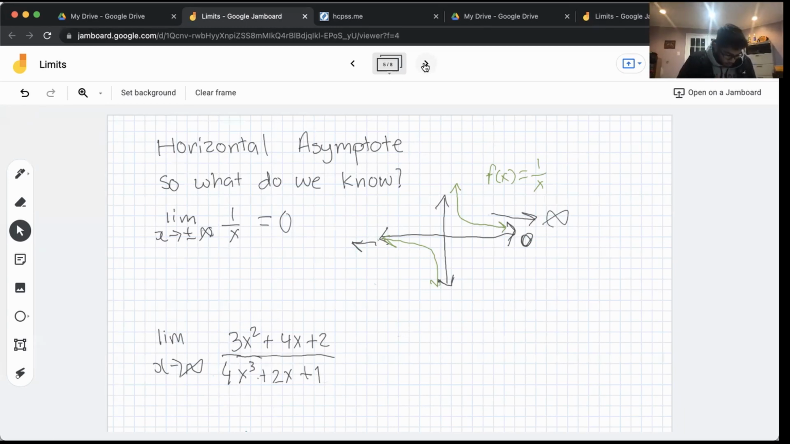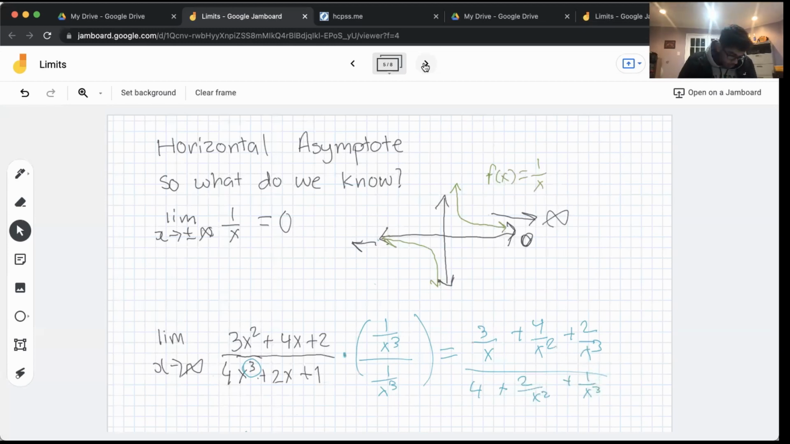So for this one, limit as x approaches infinity over this function, I'm going to find the highest degree of the denominator. In this case, it's 3, and multiply it by 1 over x to the 3, which is the highest degree. And I'm going to do that both in denominator and numerator. This ultimately gives me 3 over x plus 4 over x squared plus 2 over x cubed over 4 plus 2 over x squared plus 1 over x to the power of 3.